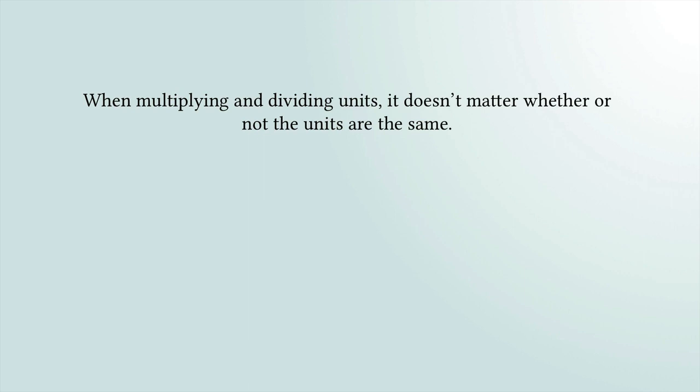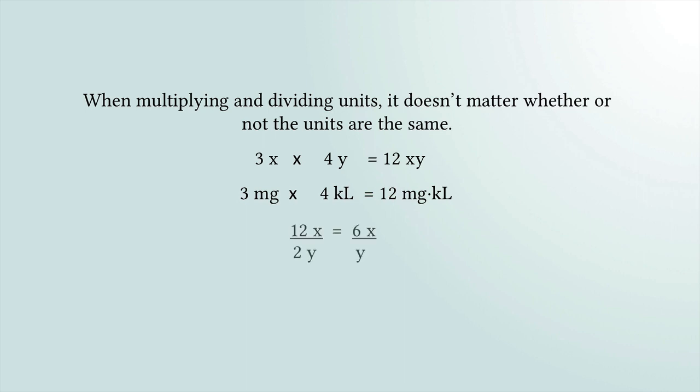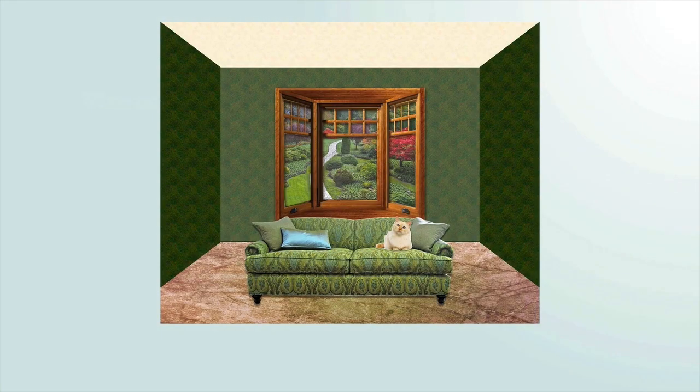Just as in algebra, multiplying or dividing units doesn't require that the units be the same. So if we have 3x times 4y, we get 12xy. And if we have 3 milligrams times 4 kiloliters, we get 12 milligram kiloliters. When dividing, if we have 12x divided by 2y, we get 6x over y. And when dividing units, if we have 12 grams divided by 2 milliliters, we get 6 grams over milliliters. So let's try a few.